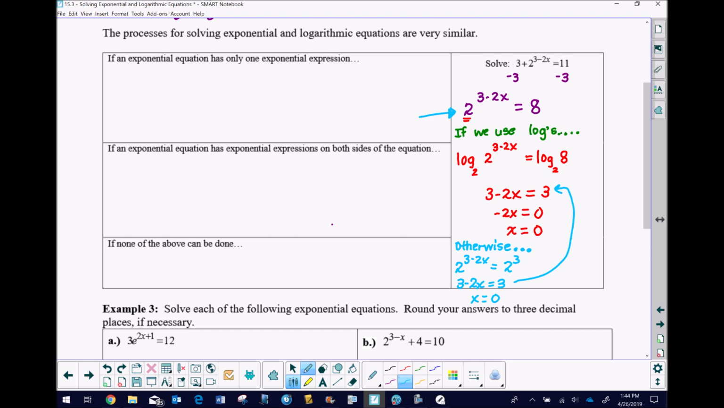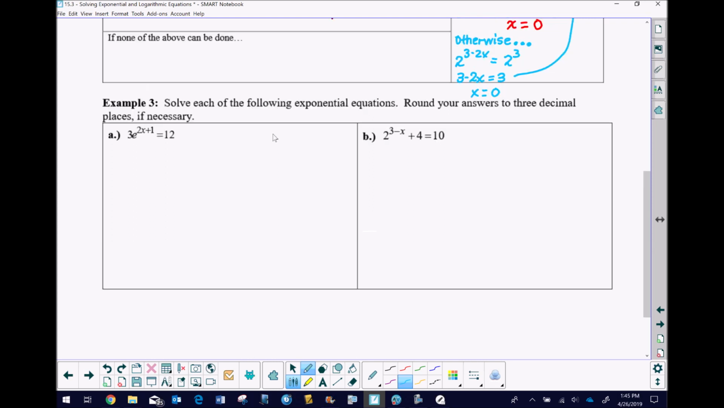So I'm not going to judge what method you should use. You use what method you want to use to get a correct answer. Okay? You're going to come across some problems, though, that won't allow you to have a base that's going to match, and you're going to end up having to solve those most likely by using a calculator and a log button. All right? So let's go ahead and look at our example 3 here.